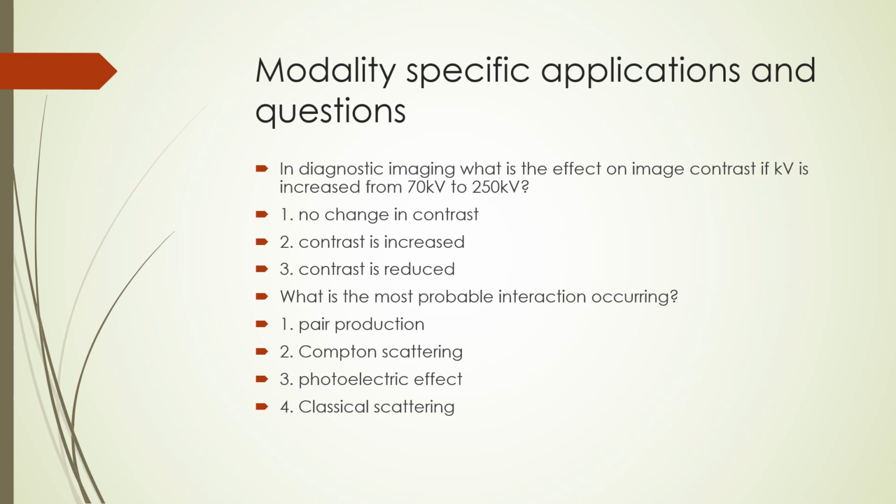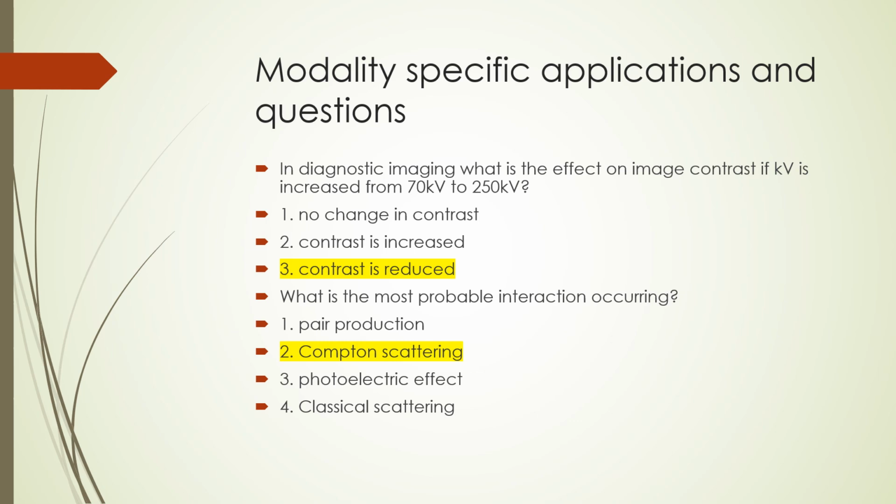Let's finish up with a few questions. First question. In diagnostic imaging, what is the effect on image contrast if kV is increased from 70 to 250? The options are no change in contrast, contrast is increased, contrast is reduced. The second part of this question, what is the most probable interaction occurring? Options are pair production, Compton scattering, photoelectric effect, classical scattering.